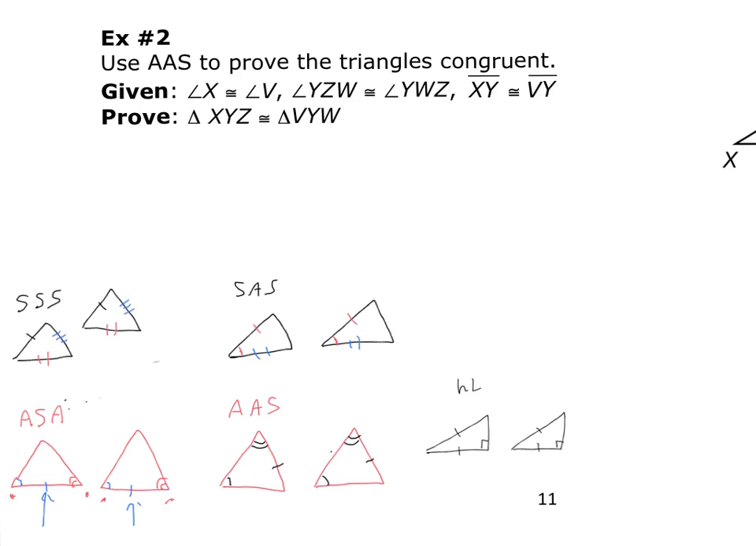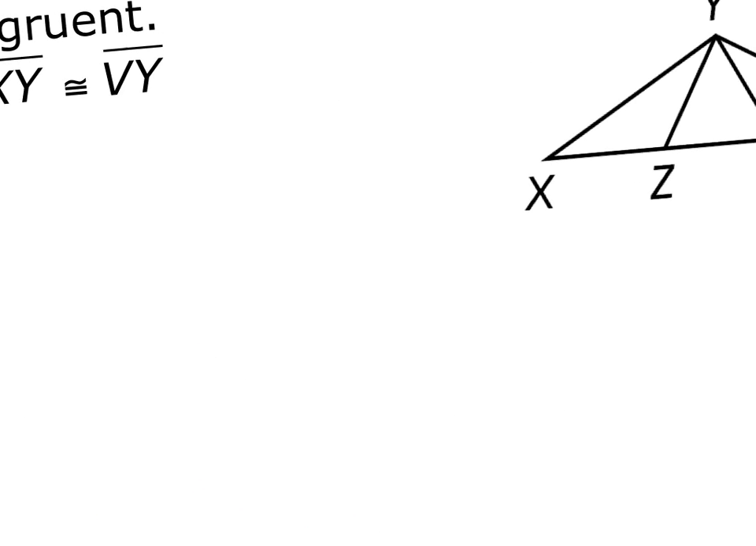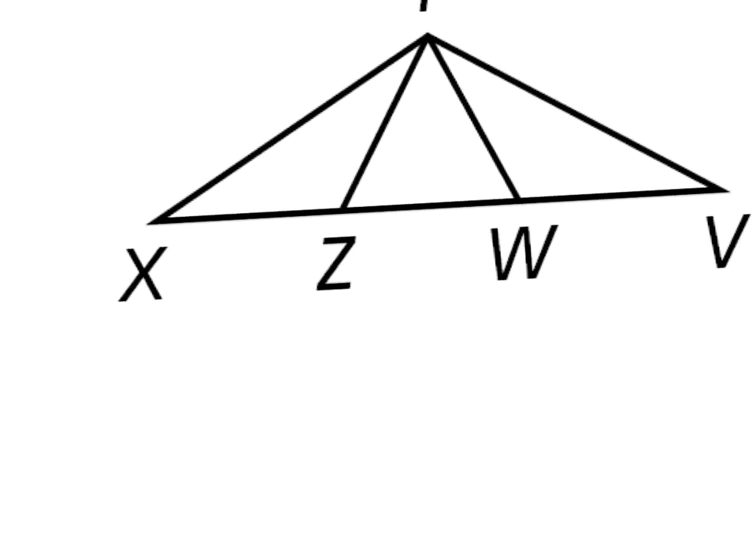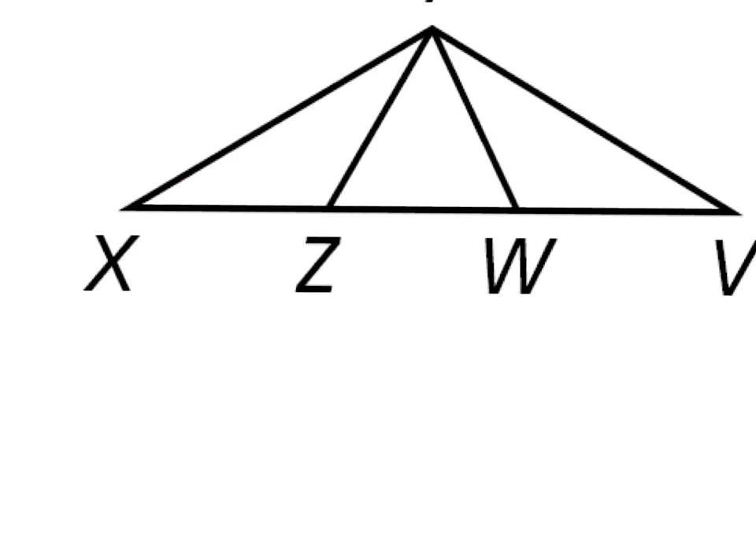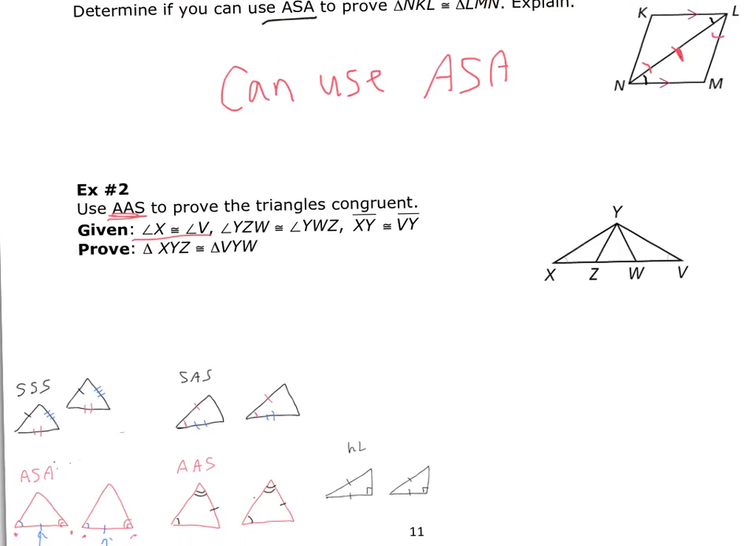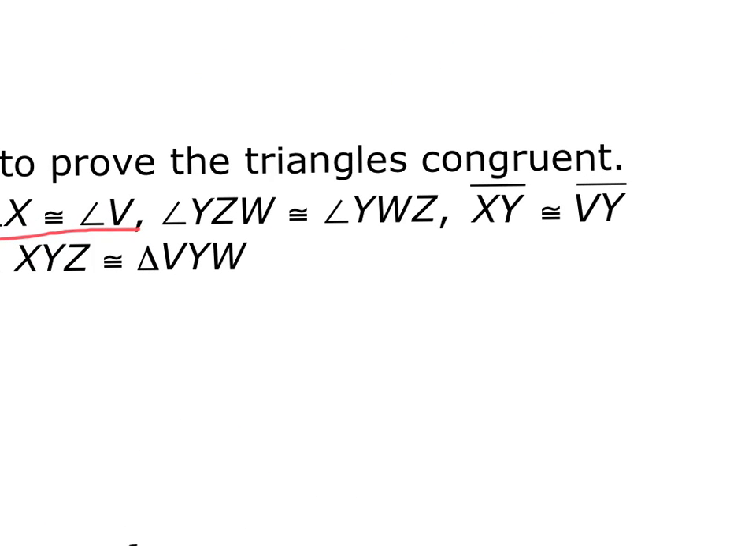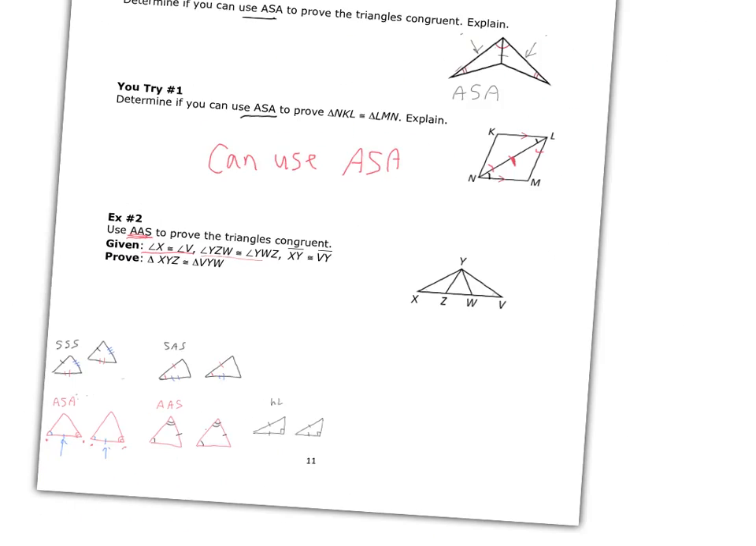All right, let's try another example. And we want to see if by AAS we can prove the triangles congruent. So let's go ahead and mark what we know. Okay, it says that angle X is congruent to angle V. So let's go ahead and mark those. Okay, X is congruent to V. It also says that angle YZW is congruent to YWZ.